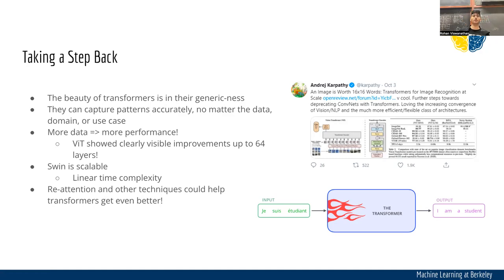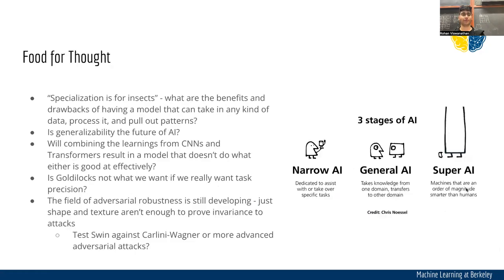Lastly, SWIN is scalable, right? It has linear time complexity, N by N time complexity, as you have an N and then an N that is changing as you scale the size of your image. Reattention and other techniques can help transformers get even better, if we calculate attention once, but we can recalculate attention on the same parts. But yeah, we talked about this. This is our very first example last week where we're trying to do a French to English translation using a transformer model. Andrej Karpathy, the former head of AI at Tesla, also cites this paper as very cool. So yeah, a lot of really cool things happening in this field.